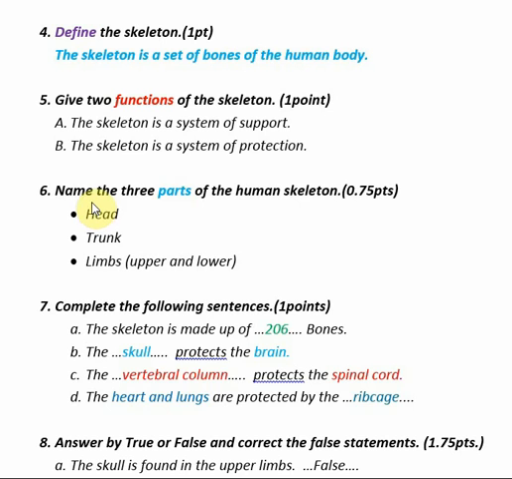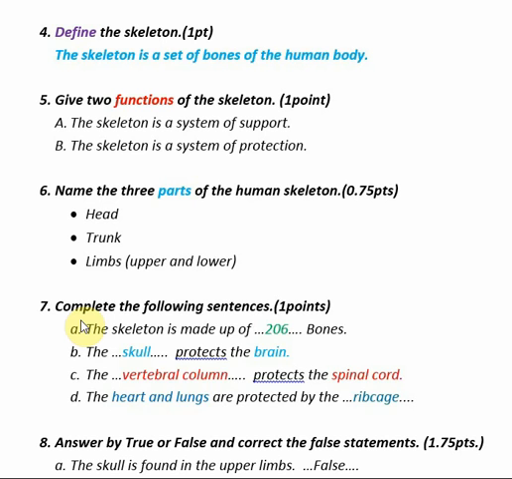In number 6, you are going to name the three parts of the human skeleton. Pay attention, the three parts of the skeleton. Parts of our body, which are head, trunk, and limbs. Limbs, which are upper and lower limbs. Okay?